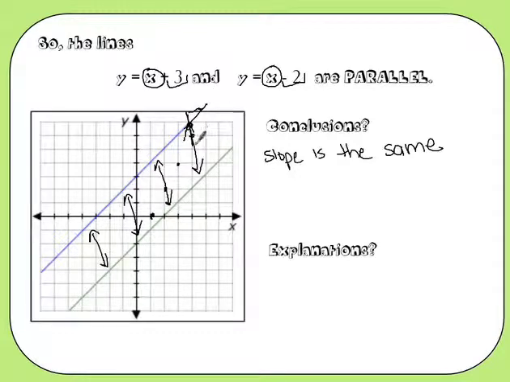So parallel lines have to maintain the exact same distance between them, and to do that, they have to be changing at the exact same rate. They have the same steepness, they have the same slope. Okay? So conclusion number 1 is that parallel lines have the exact same slope.